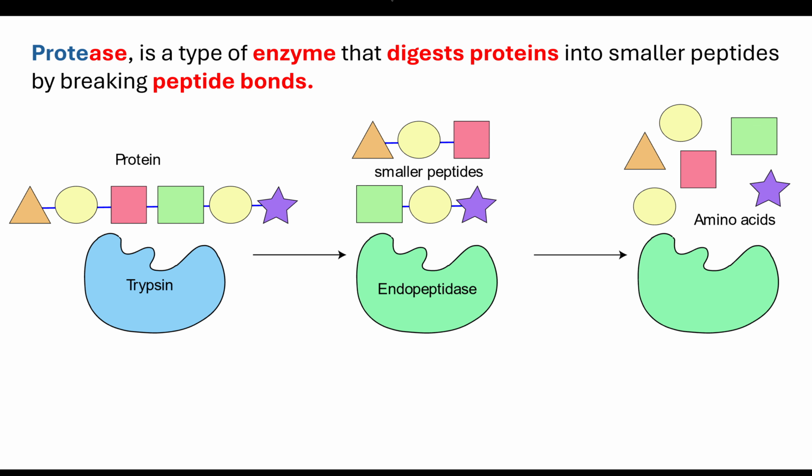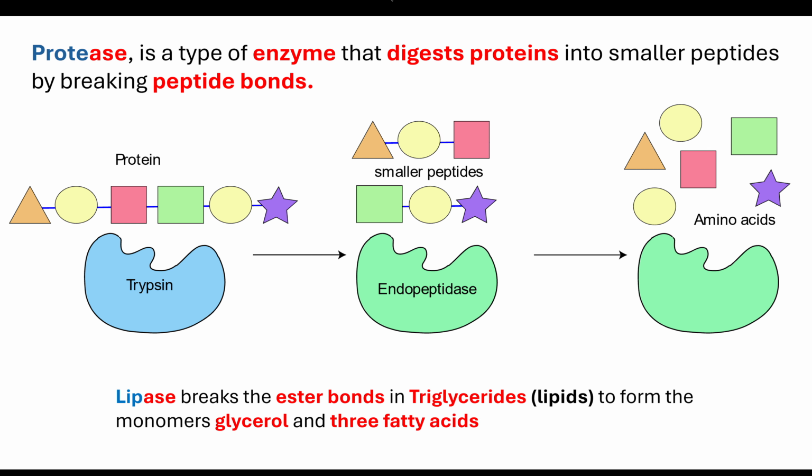So there are lots of enzymes that you will encounter, but the key thing is that there's some you have to know. Protease is the generic term that we use for any of these: trypsin, endopeptidase, pepsin. If it is an enzyme that breaks down a protein, it is called a protease. And if it is an enzyme that's going to break down a lipid, i.e. lipase is going to break down triglycerides by breaking the ester bonds, leaving us with our monomers, which is the glycerol and 3 fatty acids.